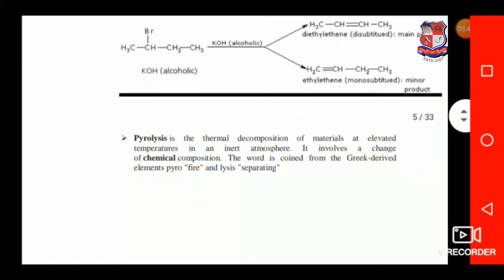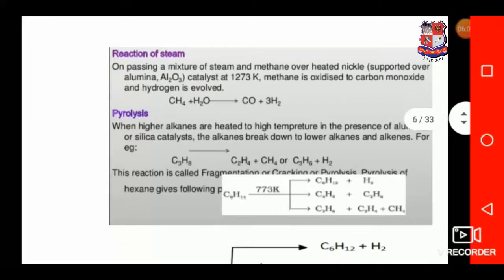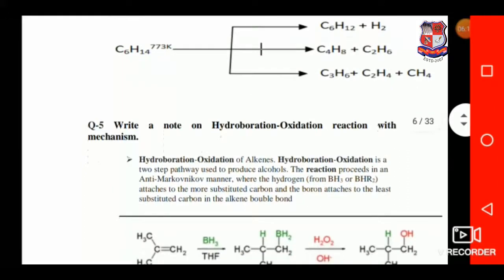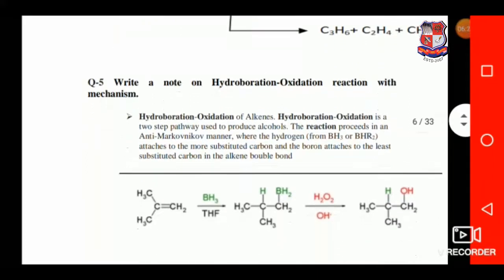in contrast, pyrolysis is the thermal decomposition of materials at elevated temperatures in an inert atmosphere. Furthermore, it involves a change of chemical composition. The word is coined from the Greek-derived elements pyro, meaning fire, and lysis, meaning separating. This is the example for the pyrolysis mechanism. Question number 5. Write a note on hydroboration oxidation reaction with mechanism.